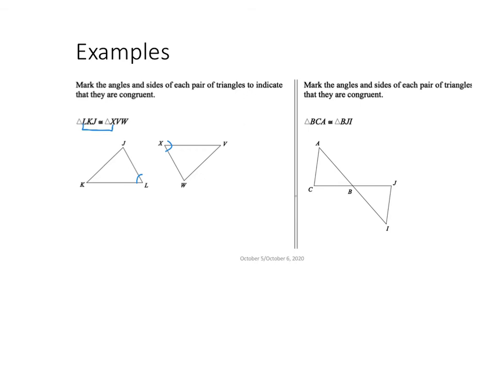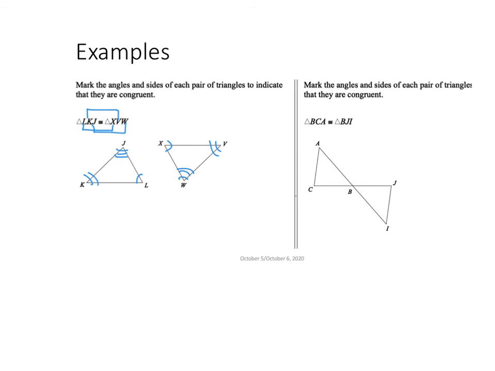All right, next I have angle K and V. Those are the two middle ones. So those are going to be congruent to each other. So I'm going to put two lines through them to make it different from the first set of congruent angles. And then lastly, I have J and W. And I'm going to put three lines through that to signify that those two angles are congruent to each other.